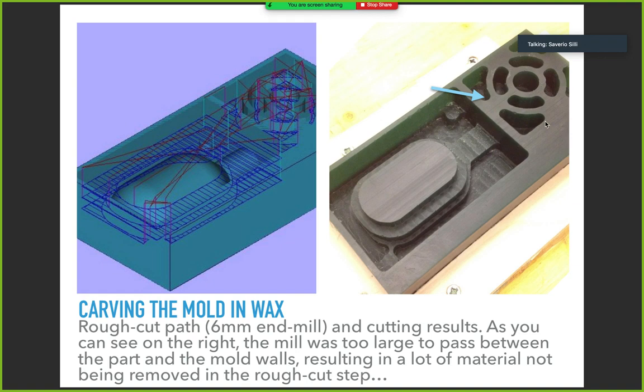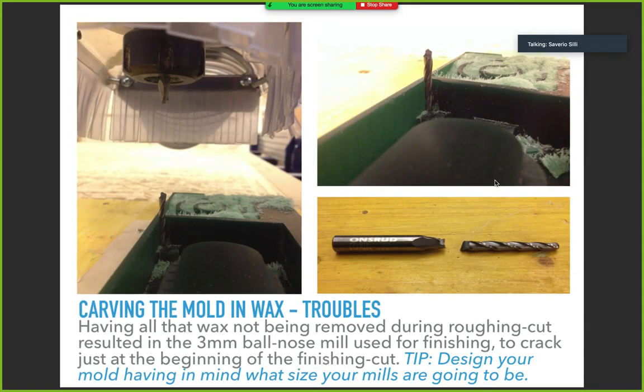my wax. So what did I do? In this situation, you should do something. You should recreate the toolpath. Maybe you should use a smaller end mill, and you should make a new roughing cut. I didn't do it. I said, okay, I can just do the finishing now. So I did the finishing. I used a very thin ball end mill, and I sent the finishing.